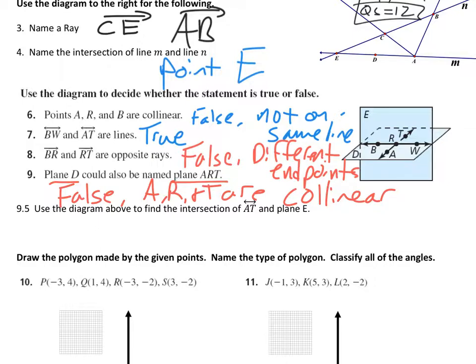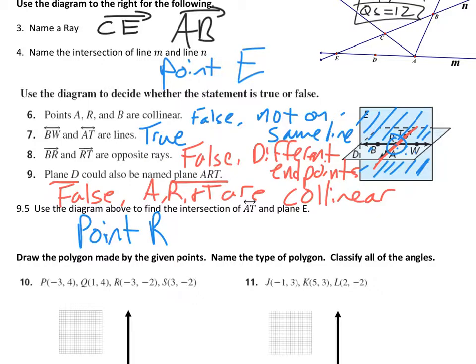Very good. Now, what about the intersection of AT with plane E? AT is this line, and plane E is this vertical plane right through here. And where are they touching? Well, they're touching at one point. They're touching at point R. So that's the idea there.